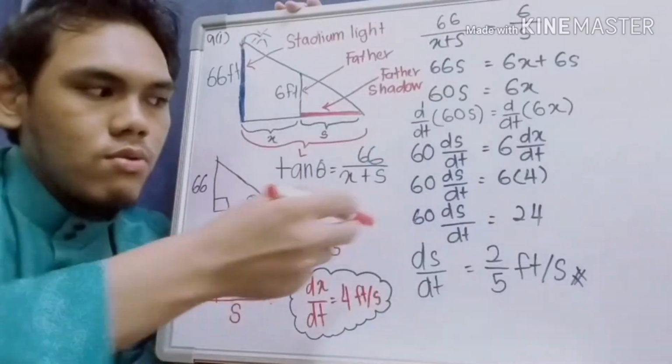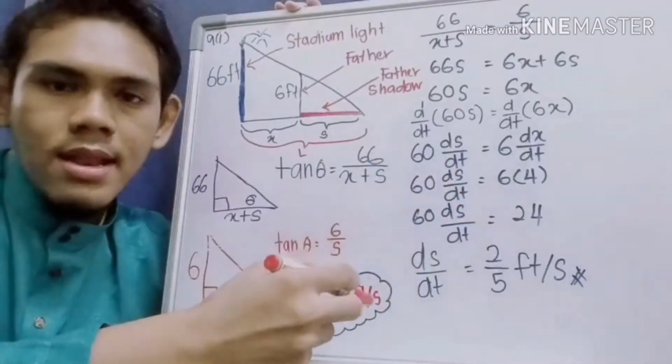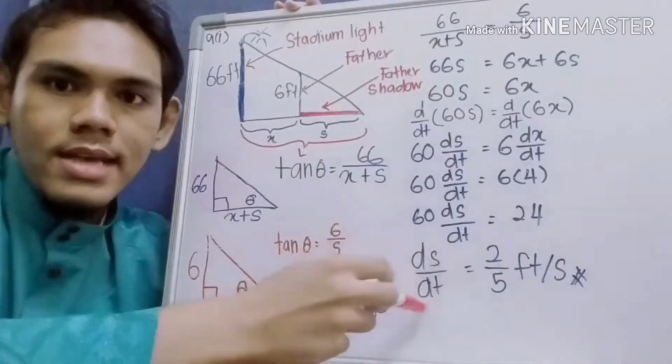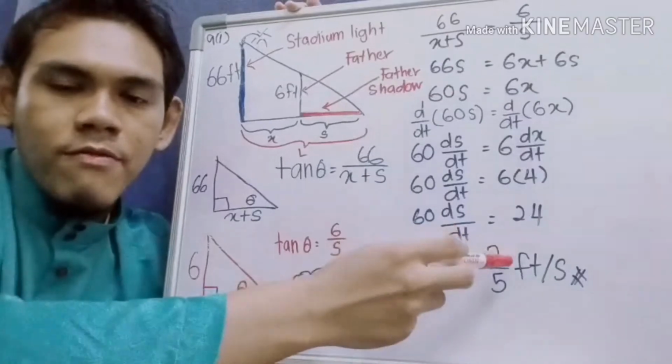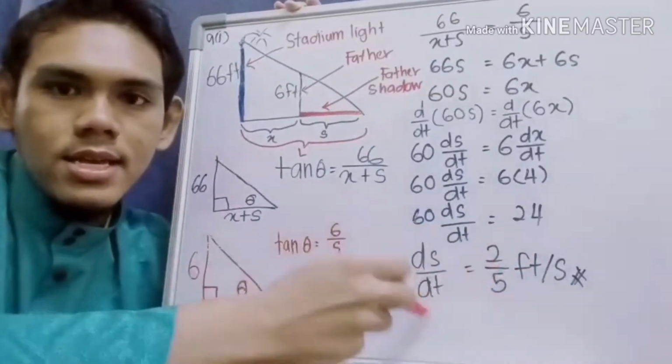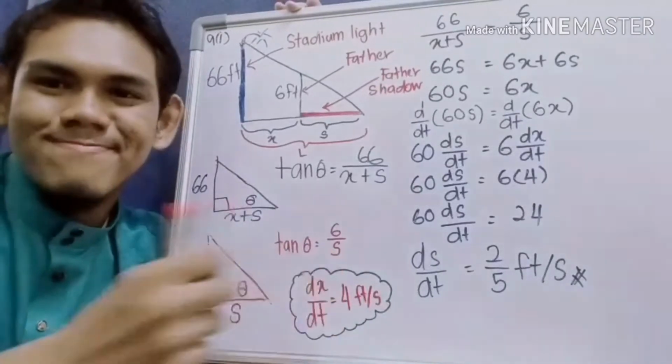Then we bring 60 to the other side, it becomes divide, and we get ds over dt equal to 2 over 5 feet per second. And that is the final answer for this question.